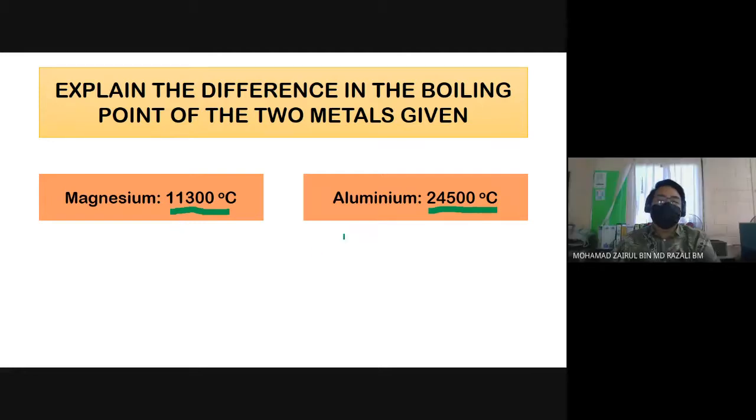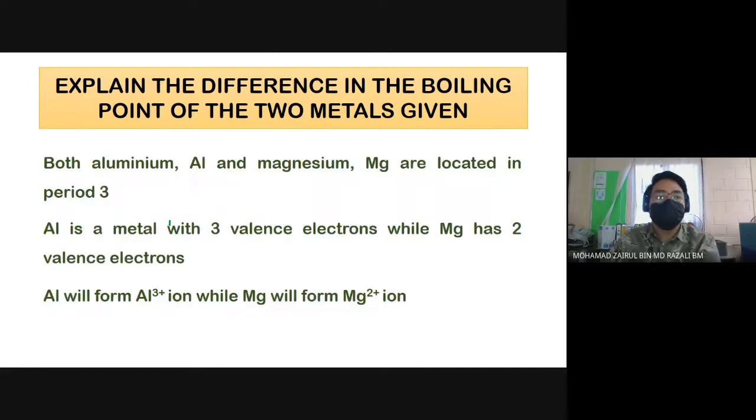Yes, correct. Aluminium has higher number of valence electron compared to magnesium. Sebab we know that aluminium dia ada 3 valence electron, magnesium dia ada 2. And we know that the number of the valence electron is directly proportional to the strength of metallic bond. So the greater the number of the valence electron, the stronger the metallic bond. The stronger the metallic bond, that means more energy that you required to overcome the forces. That's why boiling point aluminium have larger value compared to magnesium. Okay, this is how you going to explain.